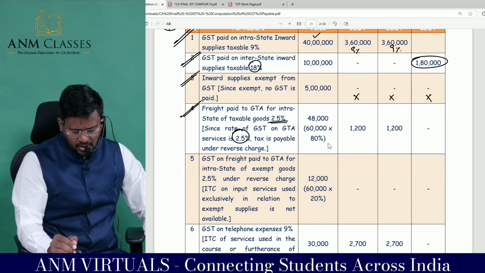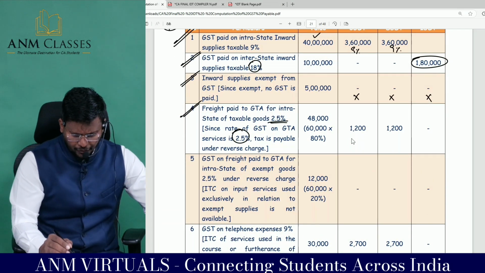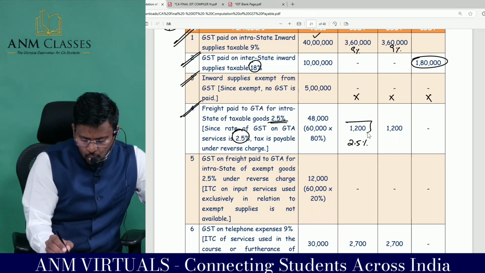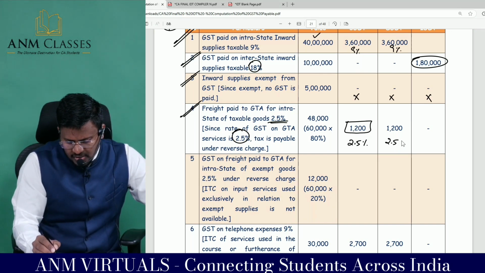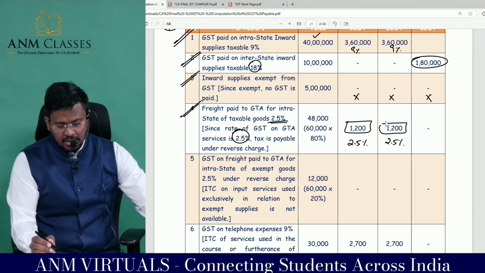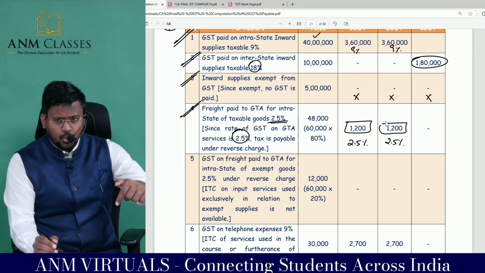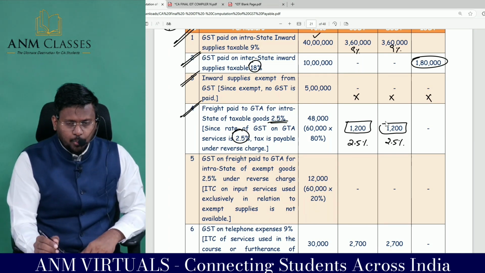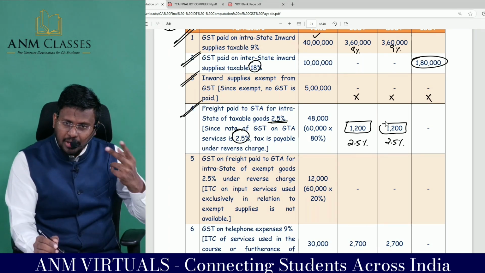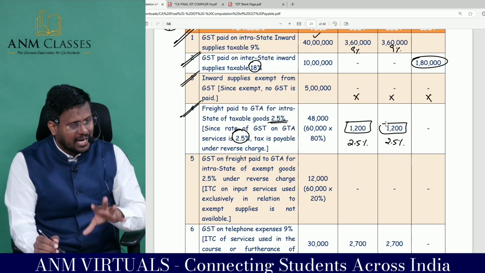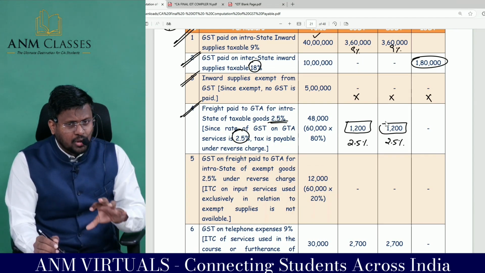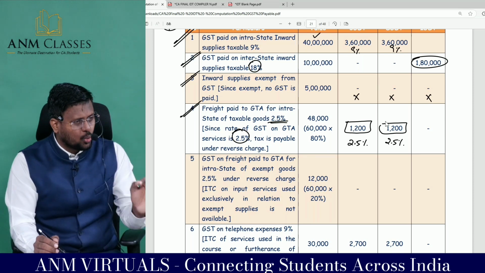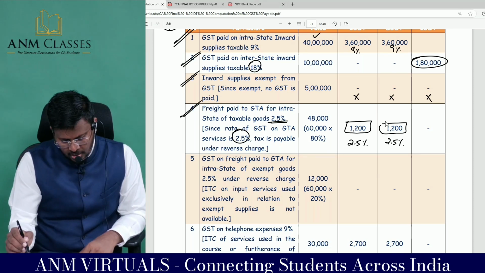So 48,000 into 2.5% will be the CGST, right? How much? 1,200, and 2.5% comes to SGST, 1,200. My dear lovable students, this amount has been added to the what tax? Output tax. Not only this amount, but also 20% has to be added. But out of that, only 80% is eligible for what? ITC, because that only has been used for taxable supply. Fantastic to the core.